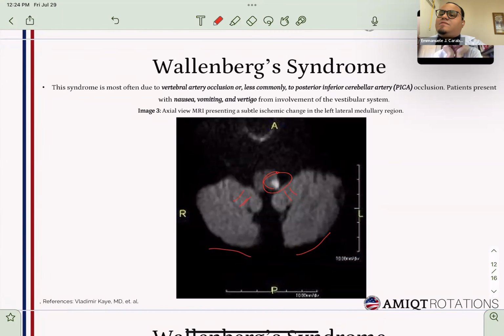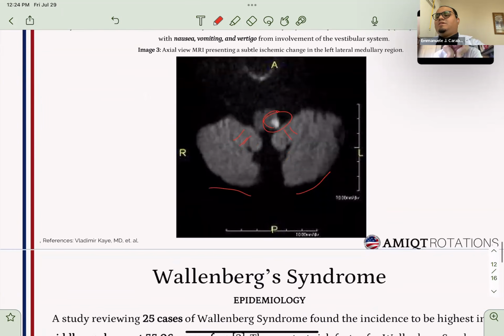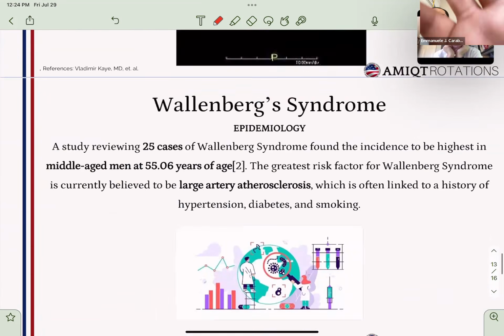This is the reason why the patient had ataxia, because in the lateral medullary region we have the cerebellar peduncles very close to it. That is why these patients tend to develop dysbalance and dysmetria and, of course, ataxia again.